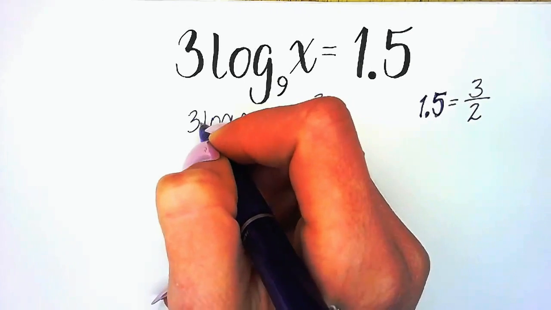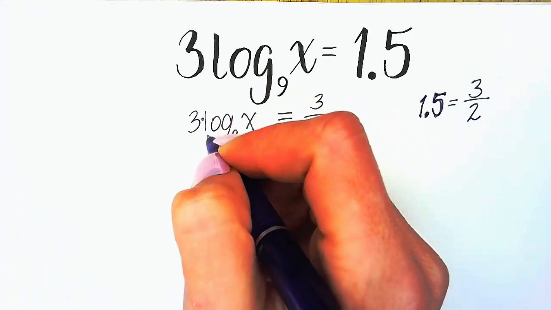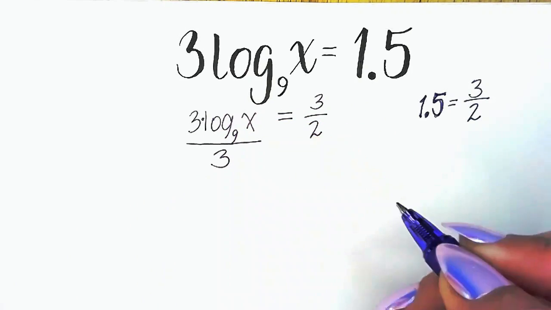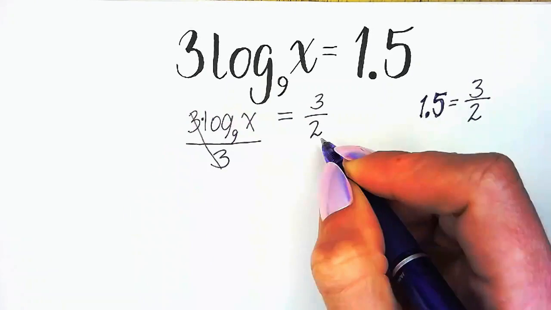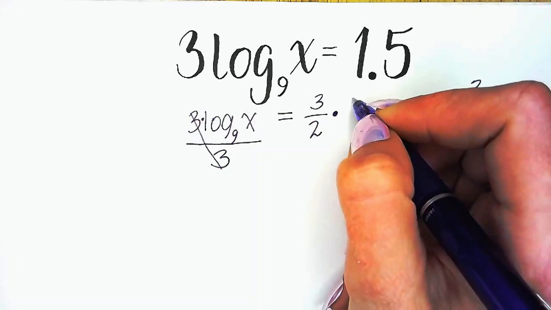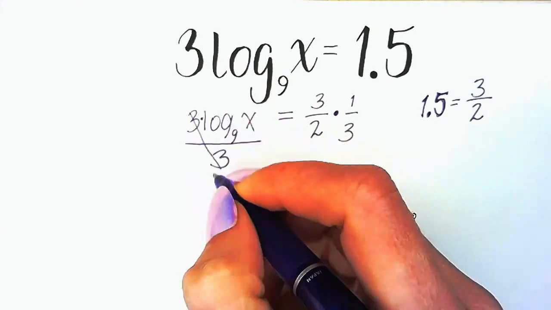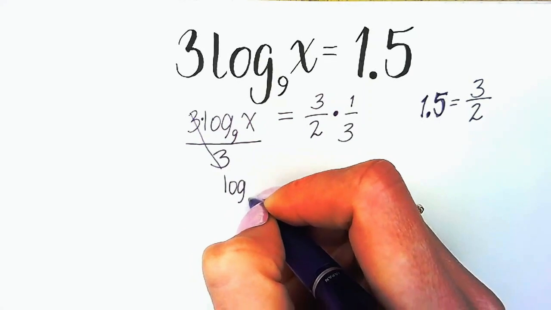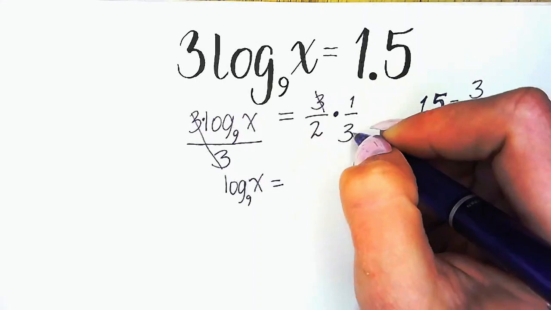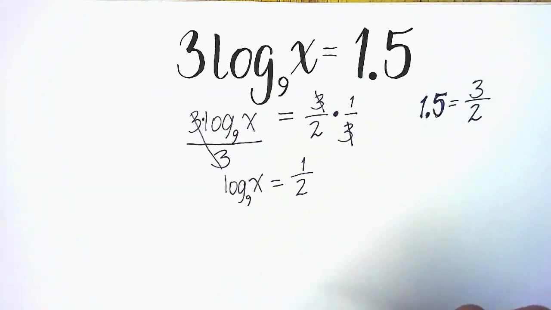Next, this 3 is being multiplied by the log. We want to get rid of it because we're trying to isolate log base b of x. That means we're going to divide both sides by 3. When you already have a fraction on this side, instead of dividing by 3, we can multiply by what number? 1/3. Log base 9 of x equals, that 3 and that 3 right there reduce, and we're left with 1/2.